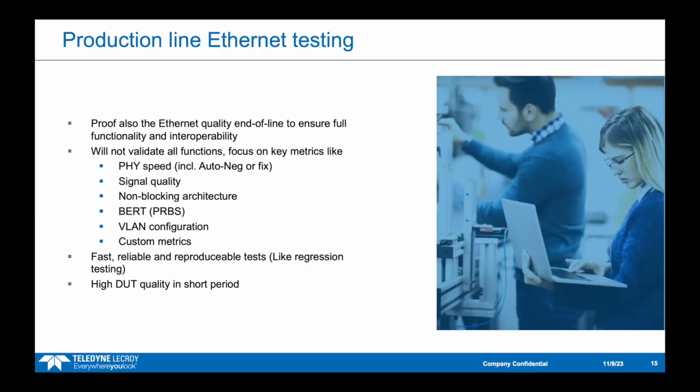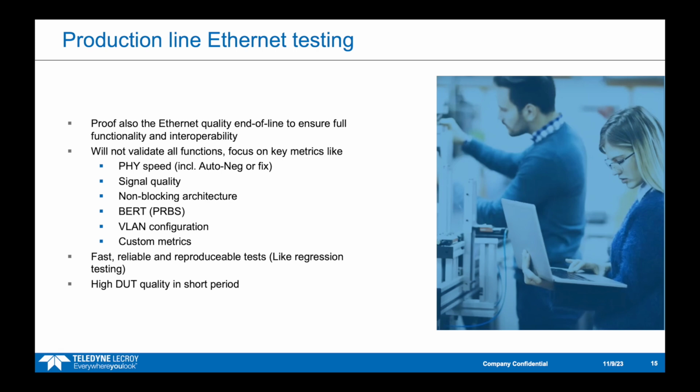The final phase is production line testing. As I said, that's mainly for Tier 1 or Tier 2 suppliers or chipset manufacturers, because I don't see Ethernet testing performed at the end of line of a car, so we will not put an Ethernet test tool to a whole car. That's more to test end-of-line the ECUs or specific end devices.